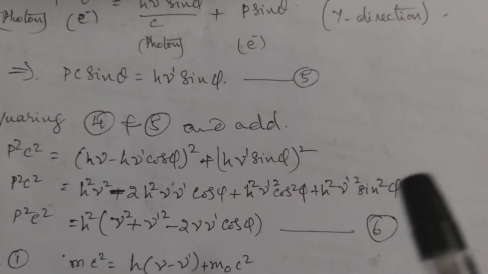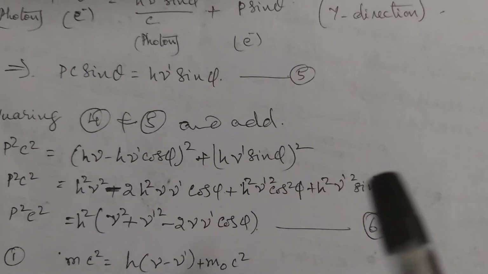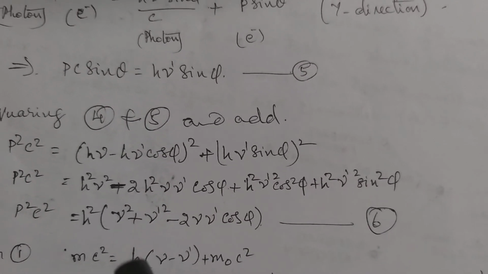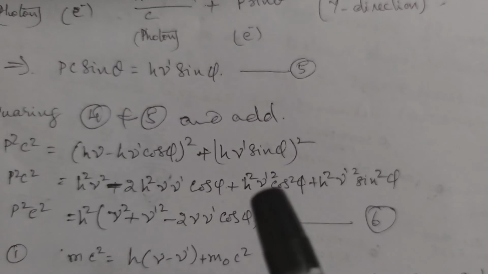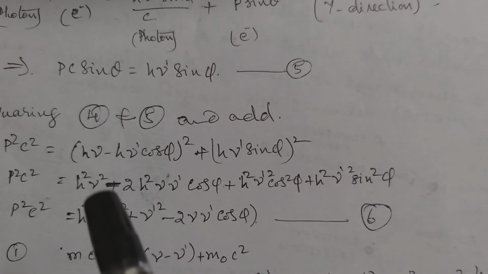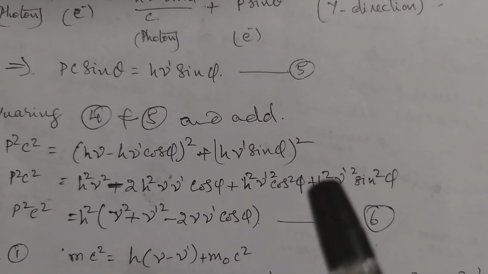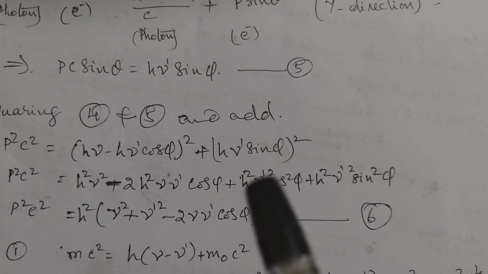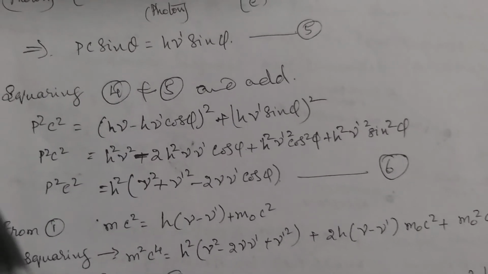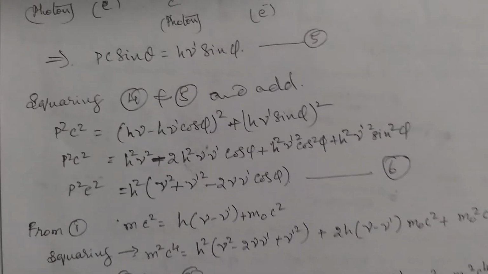Wherever cos square phi sin square phi comes, those two added together 1, so h square nu square will remain. And once you take h square common, you will have nu square here, you will have nu dashed square here, and you will have 2 nu nu dashed cos phi. And here it will be p square c square.